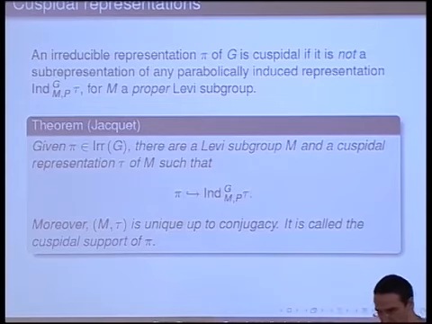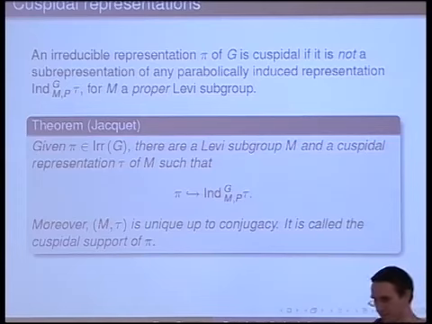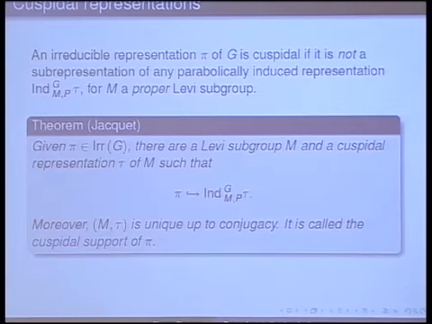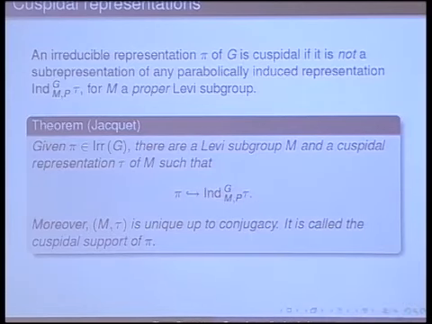And so there's a theorem which I'm not entirely sure is due to Jacquet or not, or maybe I read somewhere that it was Harish-Chandra as well, but I'm not quite sure. Anyway, essentially it says that understanding parabolic induction and cuspidal representations is all you need to do. Because if you have any irreducible representation, then you can embed it as a sub-representation of something which is parabolically induced from a cuspidal of the Levi, and moreover, this Levi and the cuspidal are unique up to conjugacy. This is the cuspidal support.